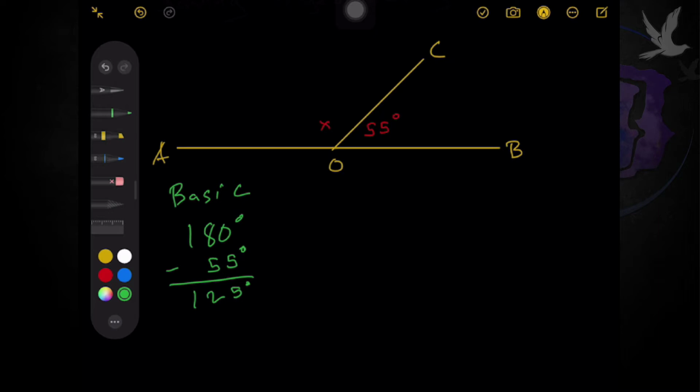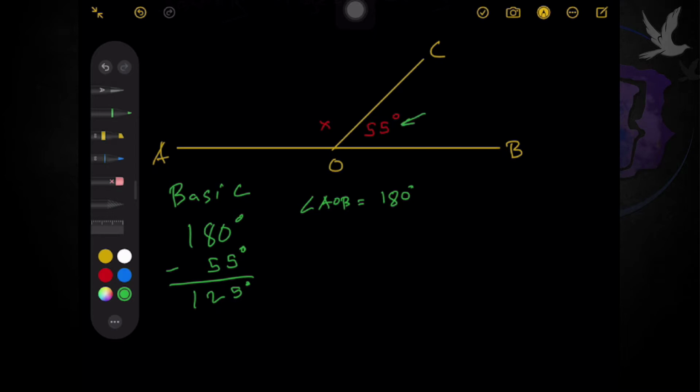So ganito yan. Knowing that a straight line measures 180 degrees. So in this case, that straight line is angle AOB. Angle AOB is equivalent to 180 degrees. Okay, basic information muna natin. Identifying the angles: angle AOB is equivalent to 180 degrees.